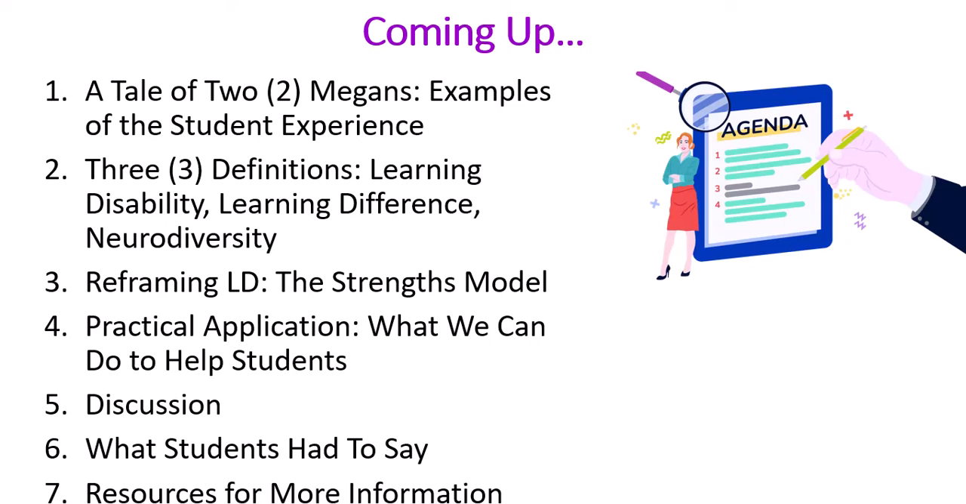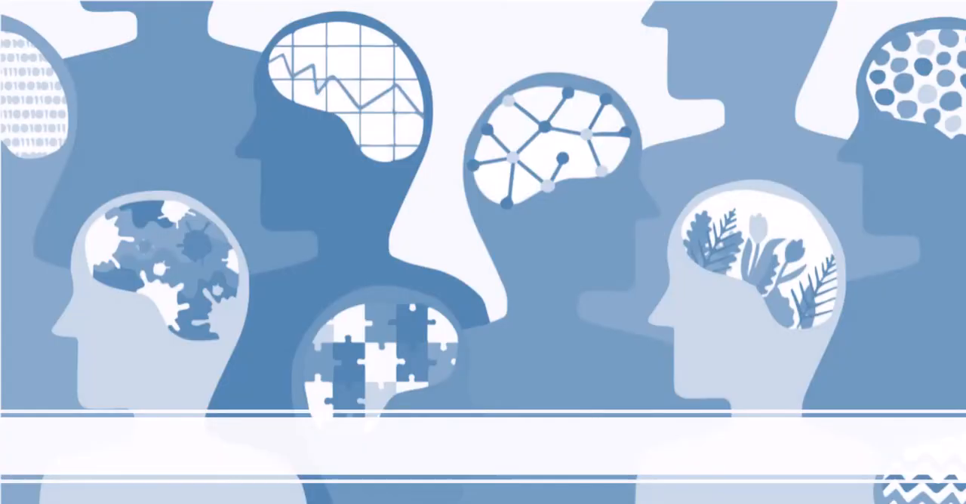Then we'll get into practical application, what we can do specifically to help students in our programs. Originally, this was a live presentation with some discussion. So instead of discussion, I'll say food for thought, things that you can think about while you are watching this presentation online. Then I end with what students had to say from some online forums for students with learning differences, and then I have resources for more information for you. So that's our agenda. Let's get started.